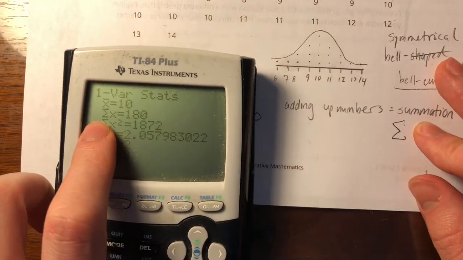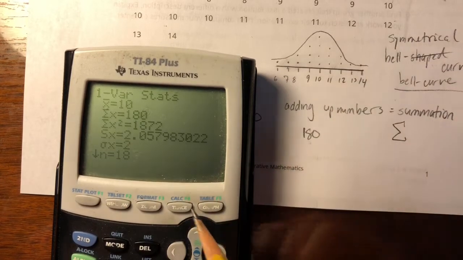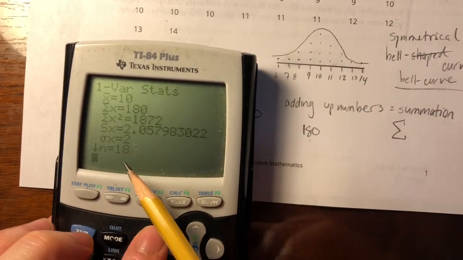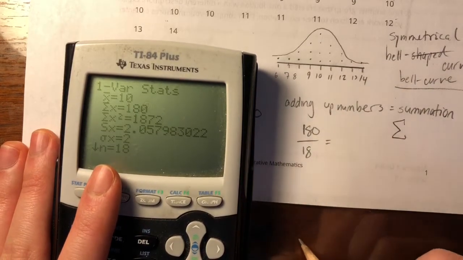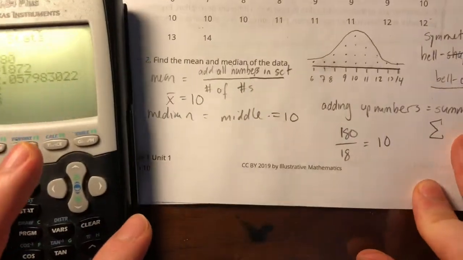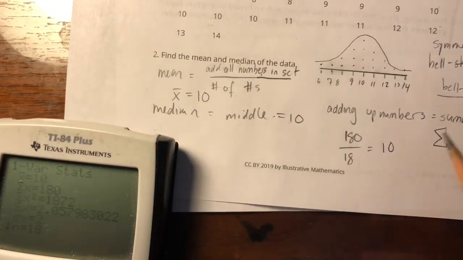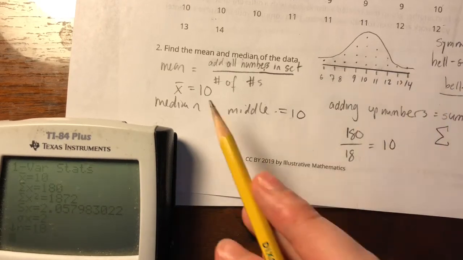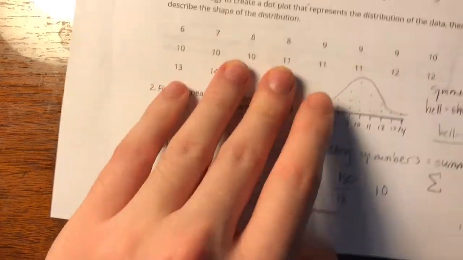So they're saying the summation of all those numbers is 180. Then it says n is 18, so we've got 18 numbers in total. If we divide 180 by 18, we also get our mean of 10. That's how they're calculating it: adding up all the numbers, dividing by the number of numbers. So I know that that's good for sure. All right. So that was much easier doing it on my calculator than actually having to do all that work.